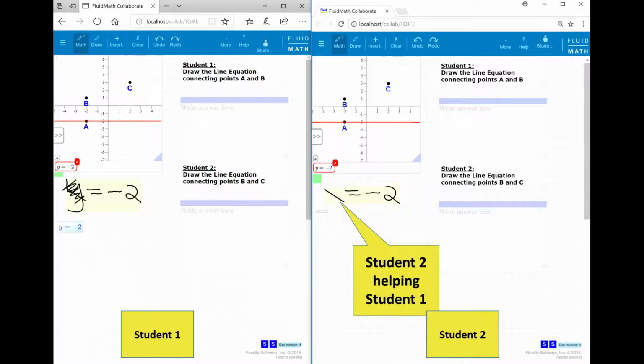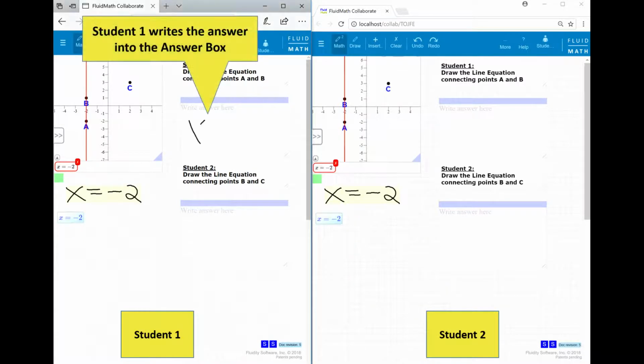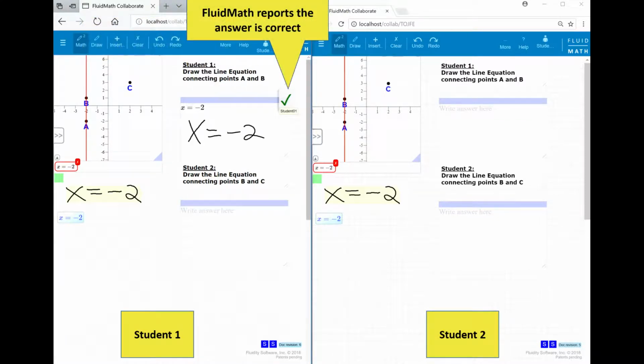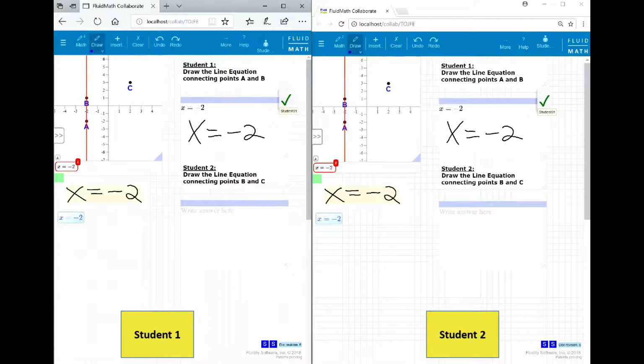The second student helps the first student by correcting the mistake. The first student writes the answer into the first answer box, and FluidMath reports that the answer is correct. The second student must find the line equation that passes through points B and C.